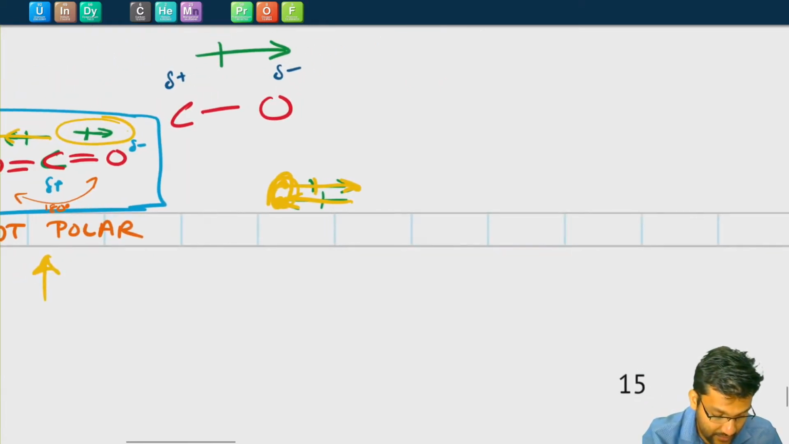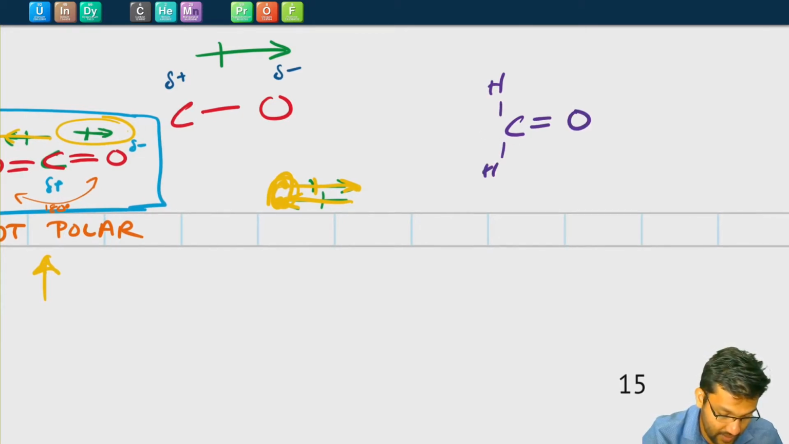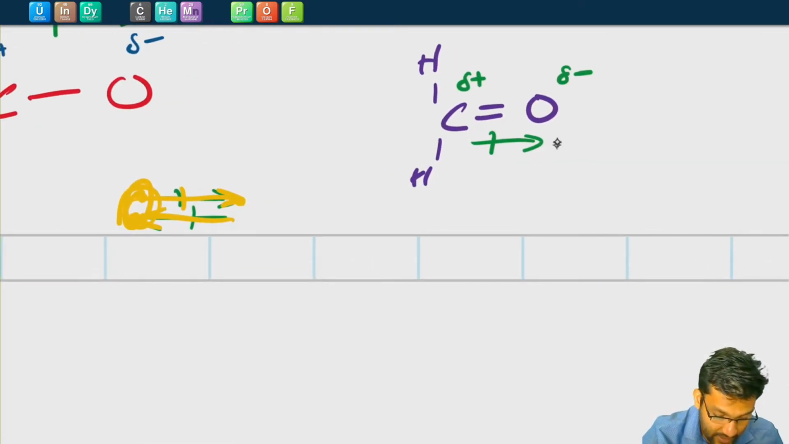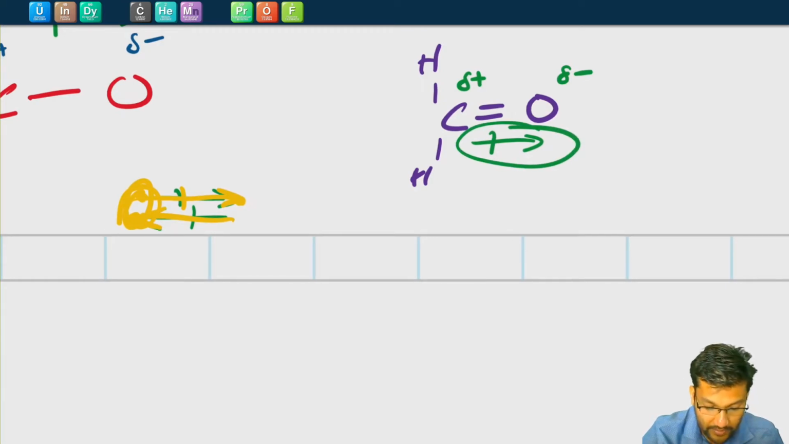However, if you had a situation where maybe this was, I don't know, a molecule like this, same carbon, same oxygen, slightly negative, slightly positive, and it's pulling the electrons that way. The carbon-hydrogen bonds are not polar. There's nothing to cancel out this polarity, so what we end up having is a polar molecule.